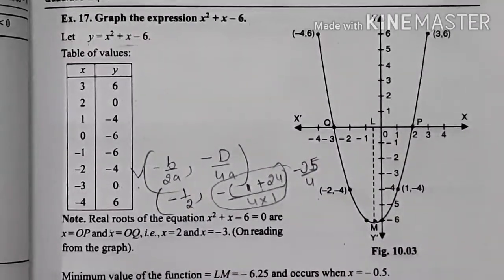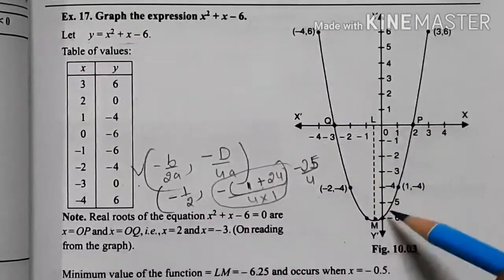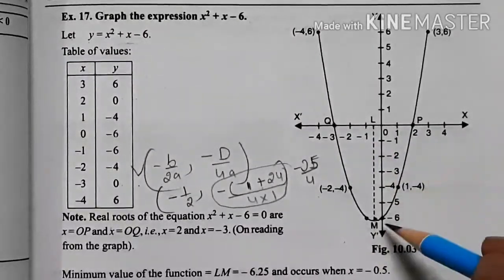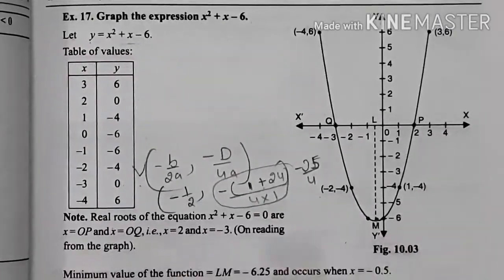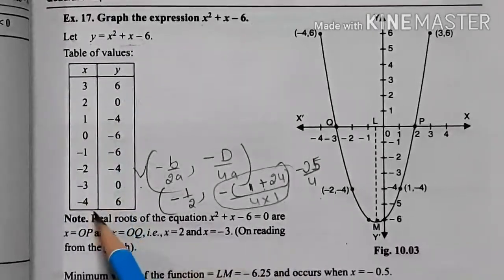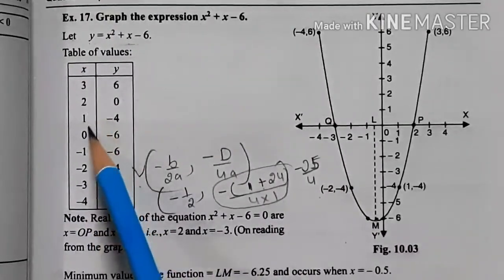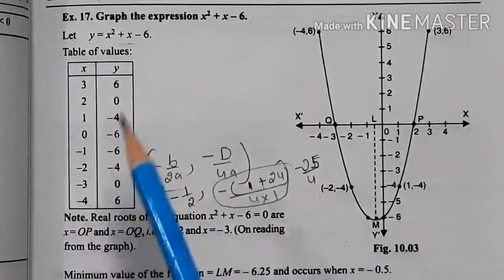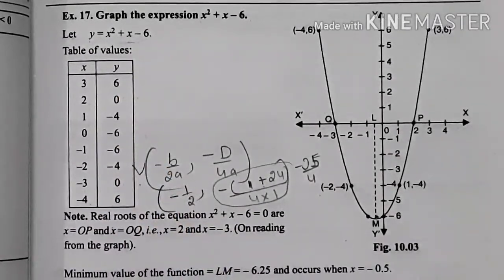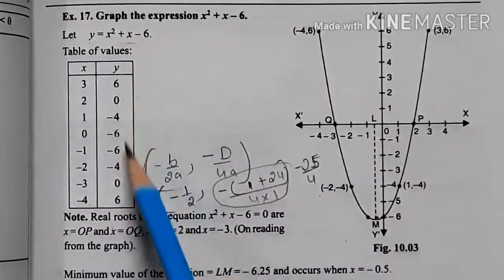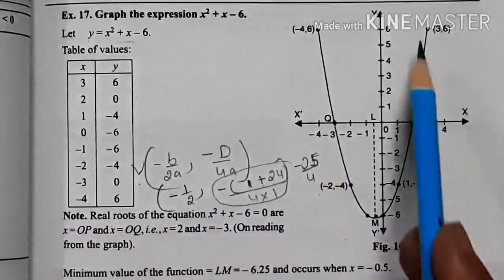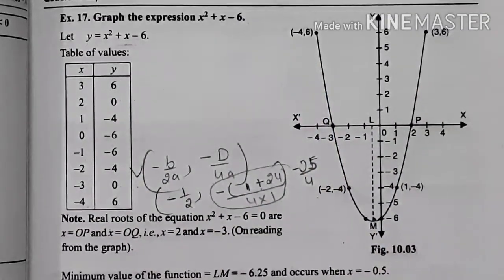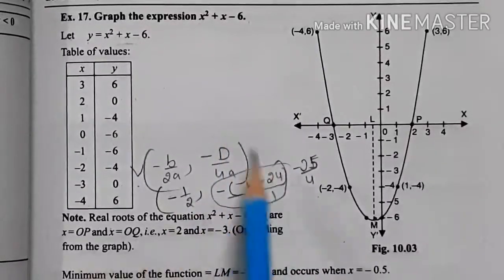So you have the vertex point, this point and this point. Now if you go with further points, you can take x values 3, 2, 1, 0, minus 1, minus 2, minus 3, 4. According to that you mark the points, because x is your independent value and y is your dependent value. According to x you find the y value, mark it, and draw the upward parabola, because the coefficient of x square is positive. So that is one method.